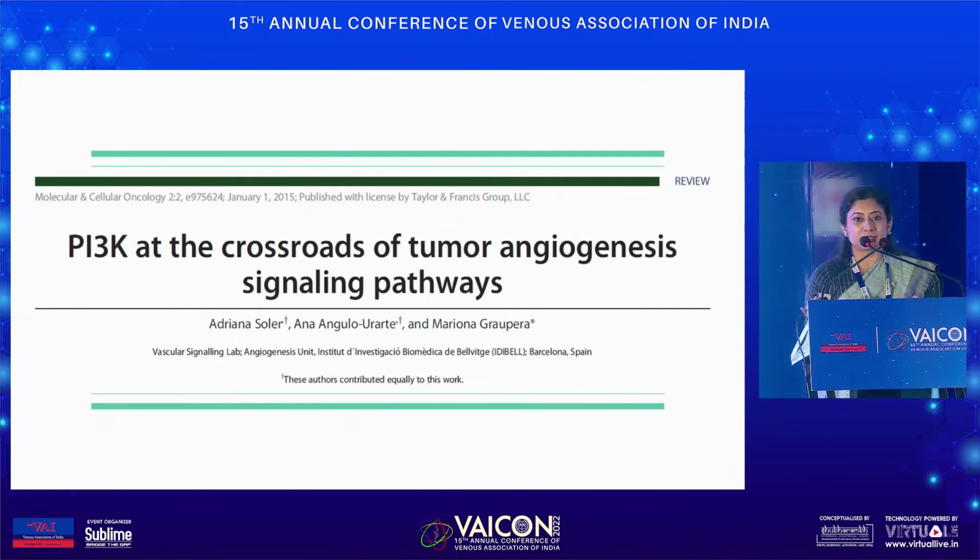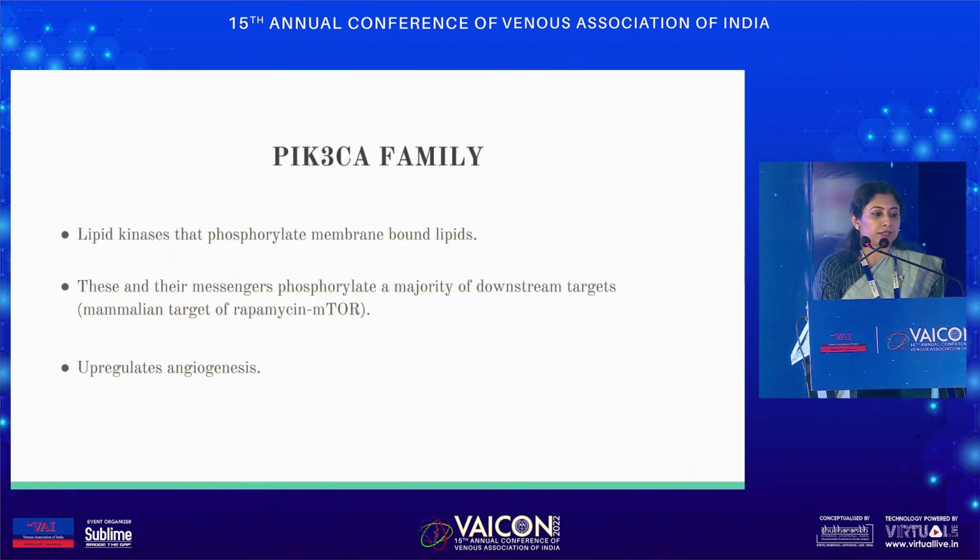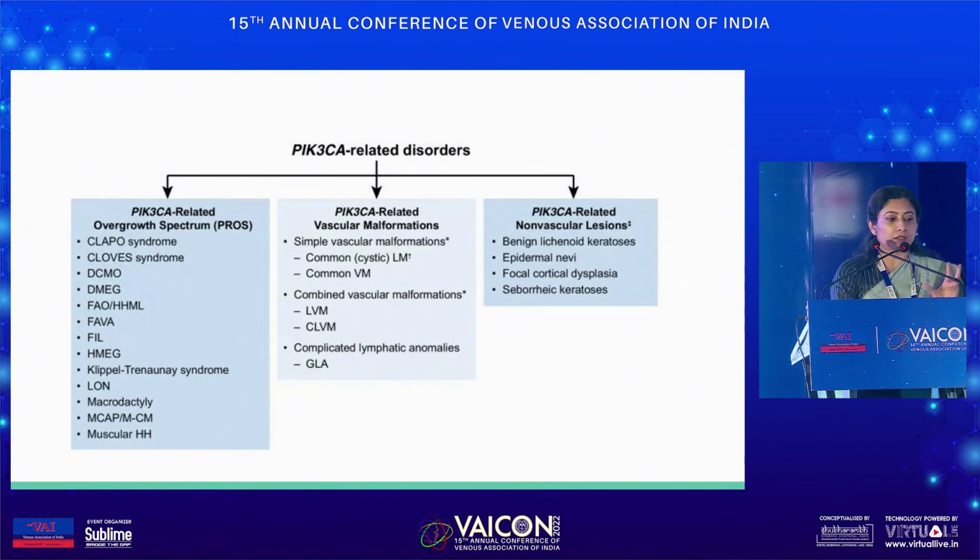If you remember nothing else, remember this gene, the PI3K. PI3K stands at the threshold of angiogenesis and all the signaling pathways. These are lipid kinases that phosphorylate membrane-bound lipids. These and their messengers phosphorylate a majority of downstream targets, the mammalian target of rapamycin, and they upregulate angiogenesis. This is related to various disorders of the overgrowth spectrum, the PROS, the vascular malformations, and even non-vascular lesions.